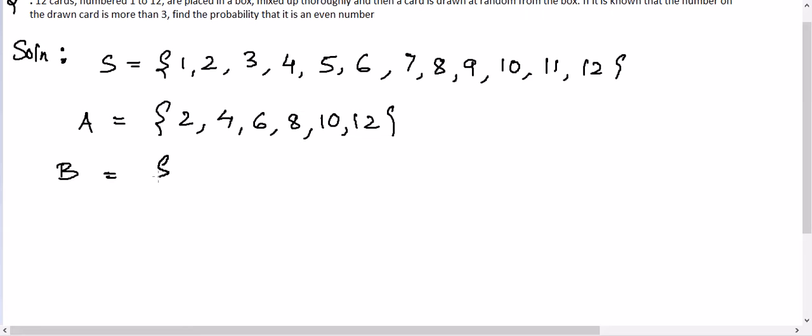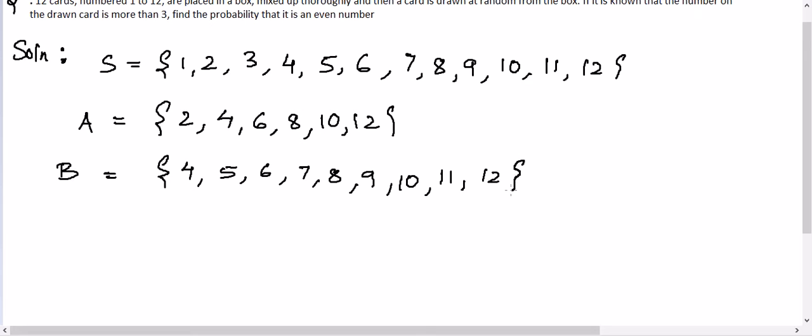Let that be B. So if the card drawn is more than 3, it can be 4, 5, 6, 7, 8, 9, 10, 11 or 12. What if the card drawn is even and is more than 3? That is the intersection of both. Then it can be 4, 6, 8, 10 or 12.